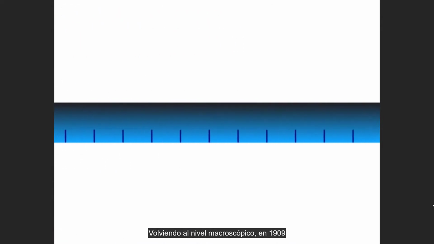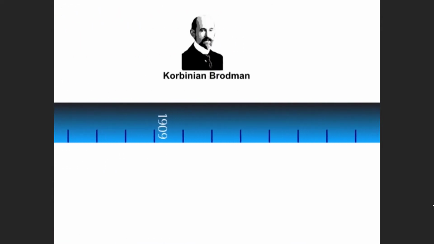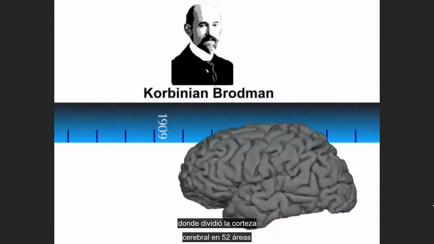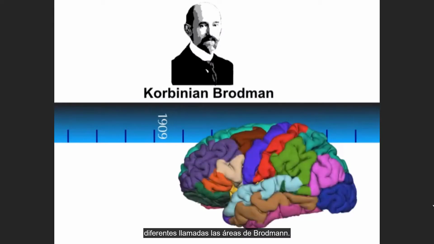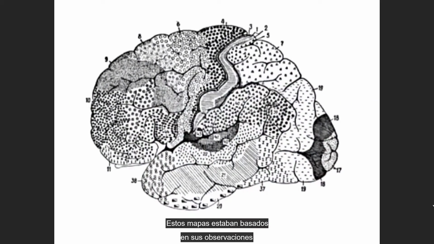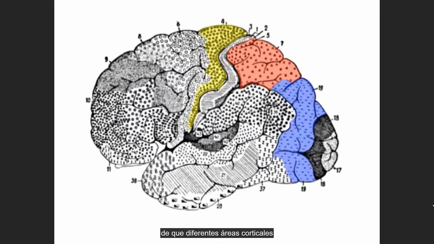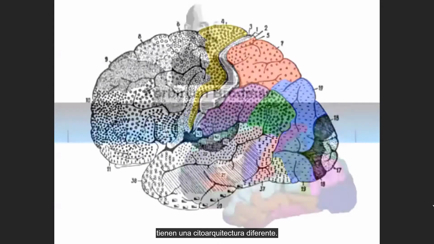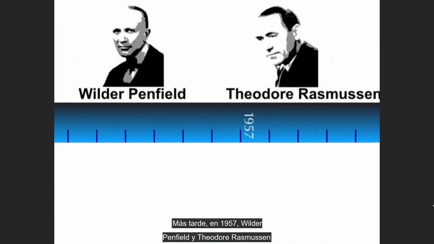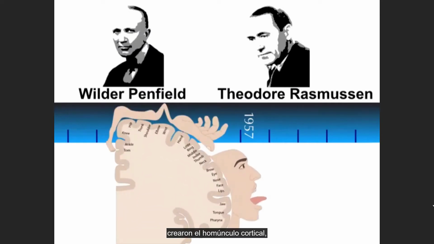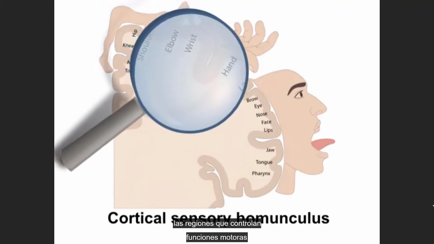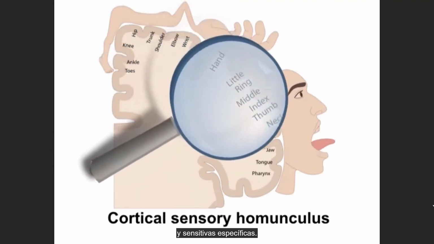Back at the macroscopic level, in 1909, Corbinian Brodmann published a series of brain maps where he divided the cerebral cortex into 52 distinct areas, termed Brodmann's areas. These maps were based on his observations that various cortical areas have different cytoarchitecture. Later, in 1957, Wilder Penfield and Theodore Rasmussen generated the cortical homunculus, a more detailed map of select Brodmann areas showing the regions controlling specific motor and sensory functions.